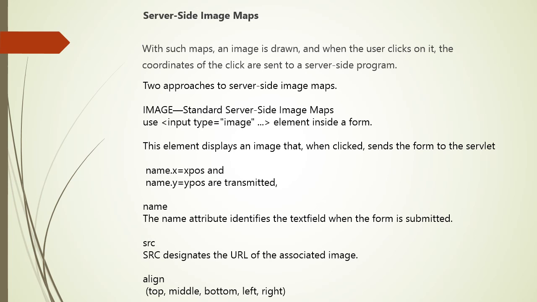Instead, name.x is equal to x position and name.y is equal to y position are transmitted, where x position and y position are the coordinates of the mouse click relative to the upper left corner of the image. The name attribute identifies the field when the form is submitted. src designates the URL of the associated image. The align attribute has the same options, top, middle, bottom, left, right, and the default is bottom, as the align attribute of the image element, and is used in the same way.